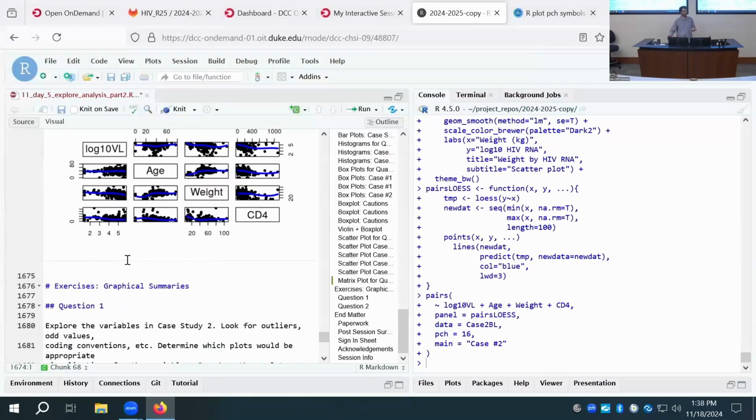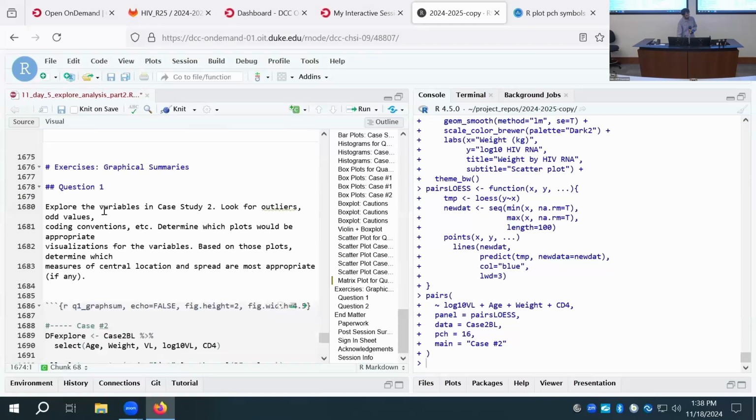Okay, any questions on that before we have some exercises? No? Okay, looks like no questions. So, look at the variables in case study 2. We're going to look for outliers, any weird odd values, coding this section, and we're going to look at visualizations for each of these. I already have the code there, so we'll just go through it.